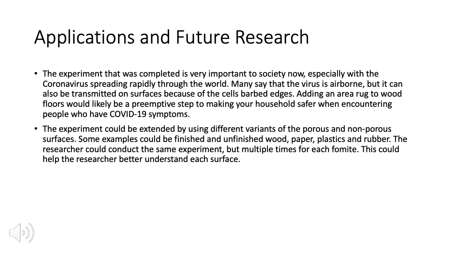The experiment can be extended by using different variants of porous and non-porous surfaces. Some examples could be finished and unfinished wood, plastics, paper, and rubber. The researcher could conduct the same experiment, but multiple times for each fomite. This could help the researcher better understand each surface and how it is transmitted with glow germs.